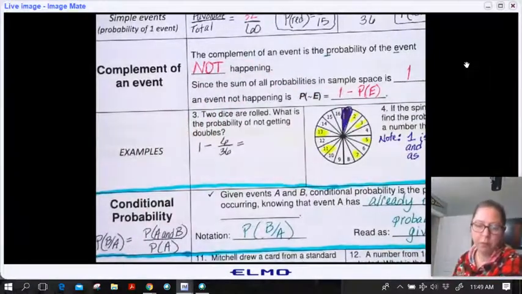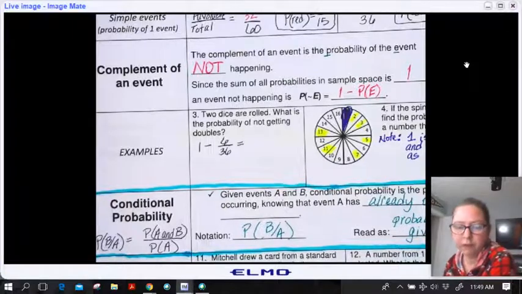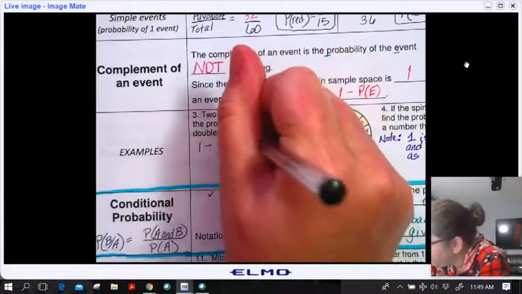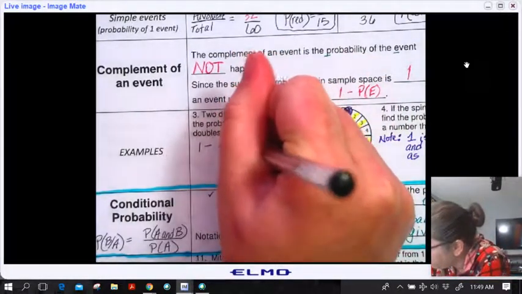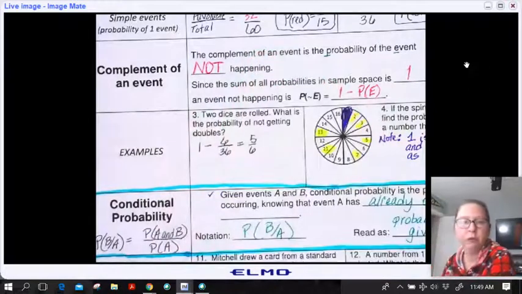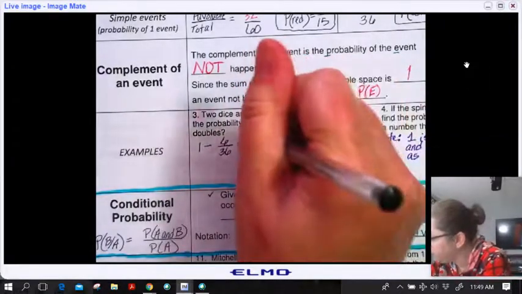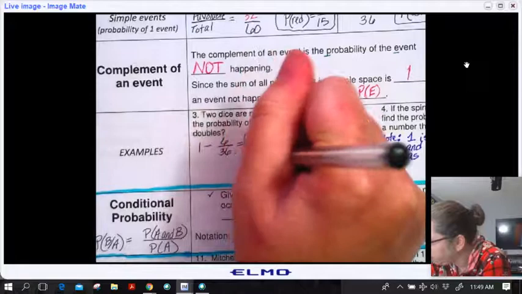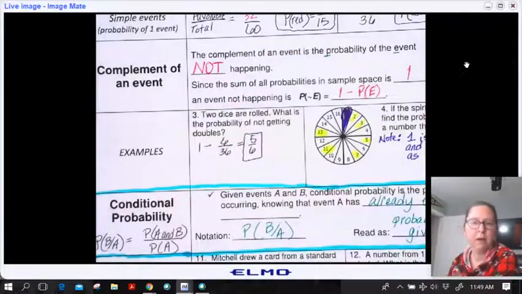So let's do 1 minus 6 over 36. And I'm just going to go ahead and do the fractions for us today. That will reduce to 5 over 6. And that is our answer.